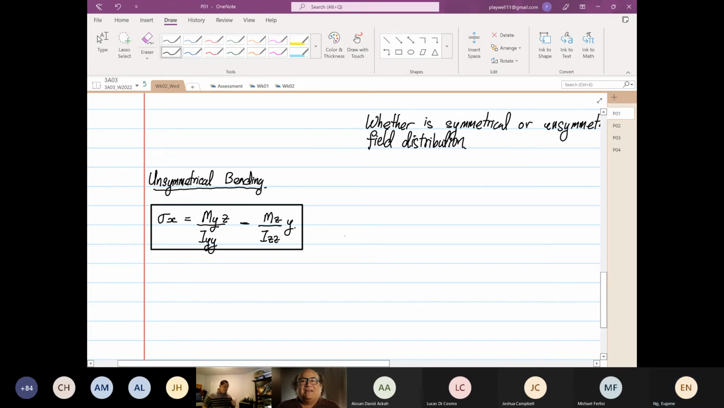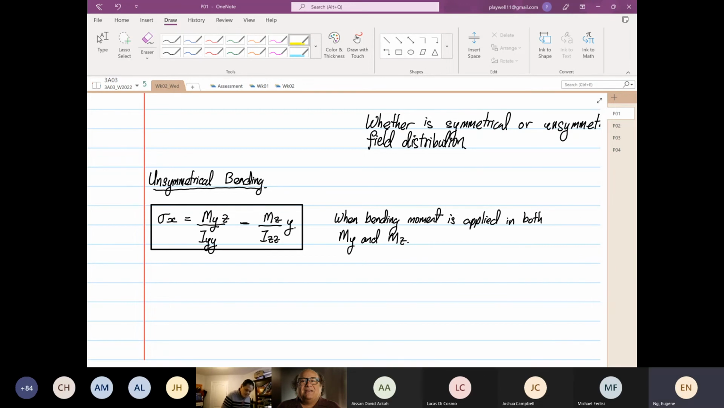Okay, and by looking at the formula, the first definition of unsymmetrical bending is when bending moment is applied in both My and Mz. Okay, so for this case, the difference is the moment is applied in both.